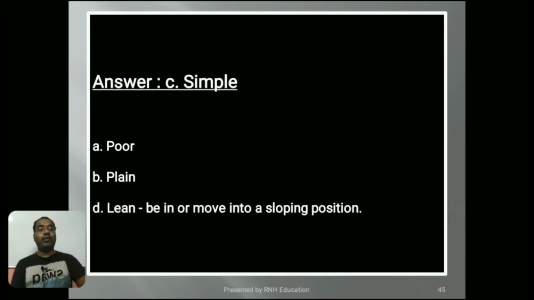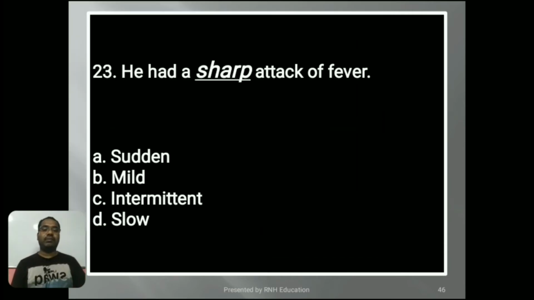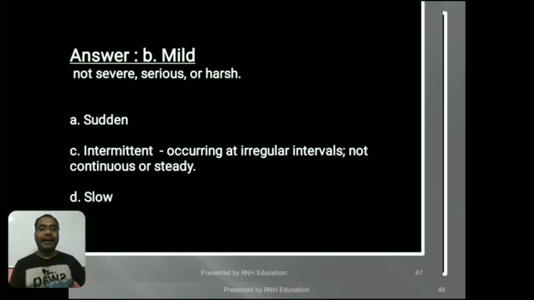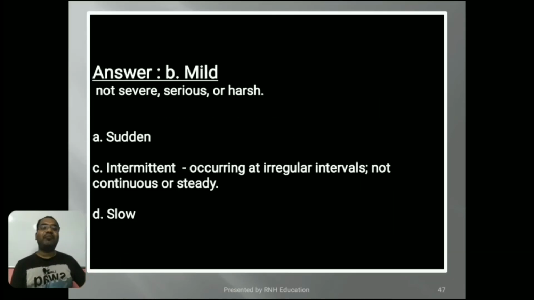Going to the next one, question number 23. He had a sharp attack of fever. Sharp. Options are A sudden, B mild, C intermittent, and D slow. Now check the answer section. The answer should be mild. Sharp, and the opposite should be mild. Mild means not severe or serious or harsh.